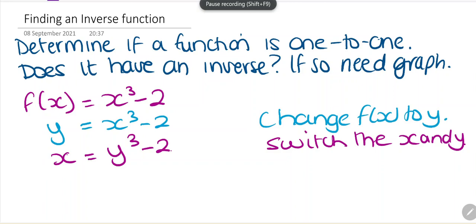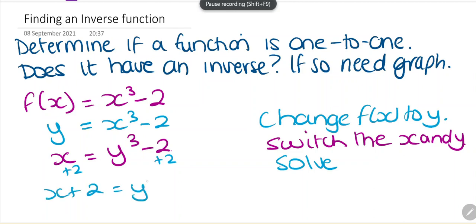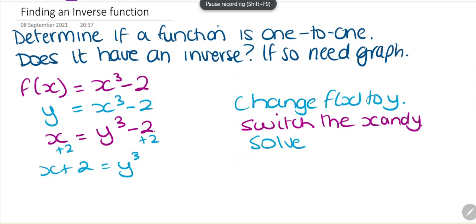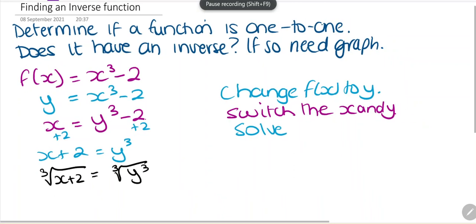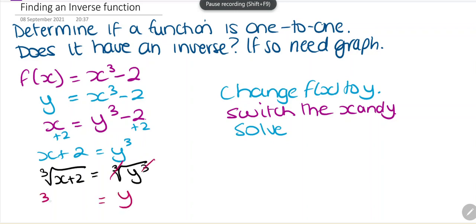And now we're going to solve. We're going to add 2 to both sides. So we have x plus 2 is equal to y cubed. And we need to take the cubed root of both sides. So the cubed root of y cubed is equal to the cubed root of x plus 2. So our cubes will cancel and we'll have y is equal to the cubed root of x plus 2.